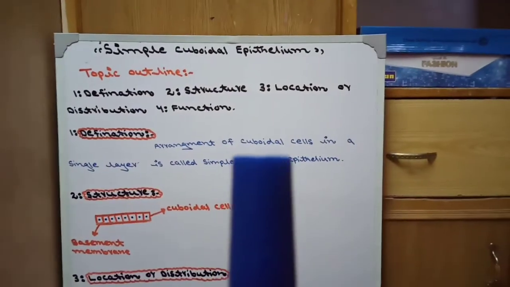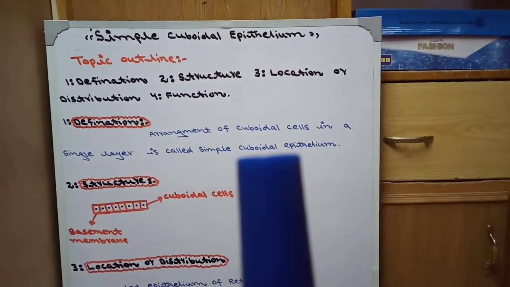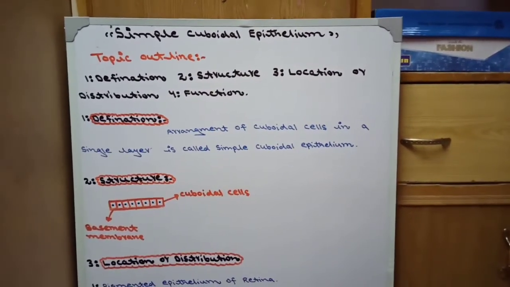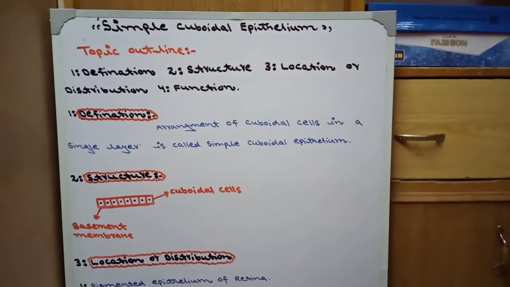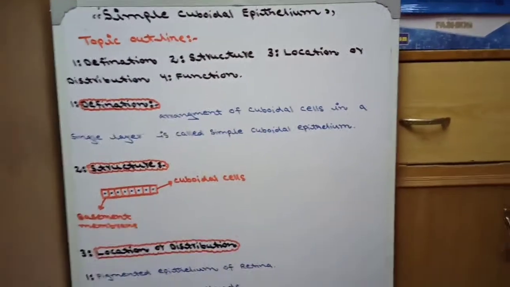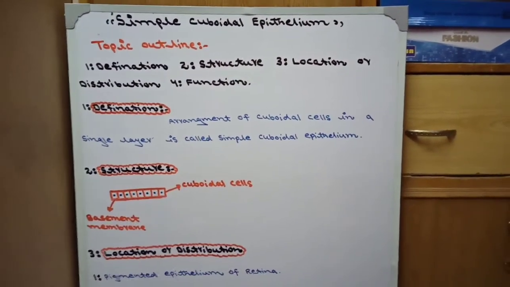Arrangement of cuboidal cells in a single layer is called simple cuboidal epithelium. If cuboidal cells are arranged in a single layer, it is called simple cuboidal epithelium, like this single layer of cuboidal cells. Now second is structure.